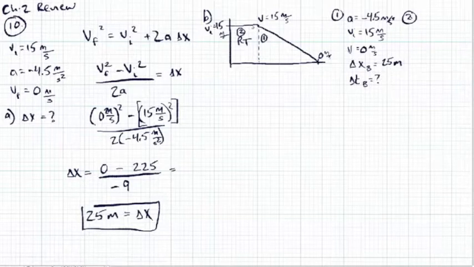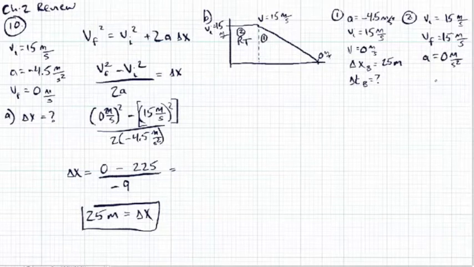All right, well, part 2 is really what we want to find information about. Part 2, that's the reaction time part where you're not braking at all. We do know some information about that too. Our initial velocity, VI, is going to be 15 meters per second. Our final velocity, VF, is also going to be 15 meters per second. If the velocity doesn't change, it means that the acceleration is equal to 0 meters per second squared.